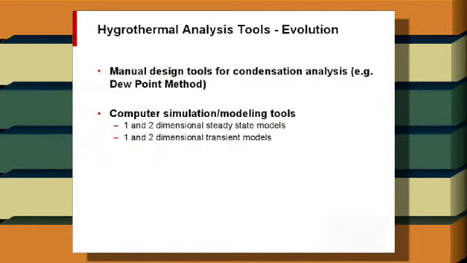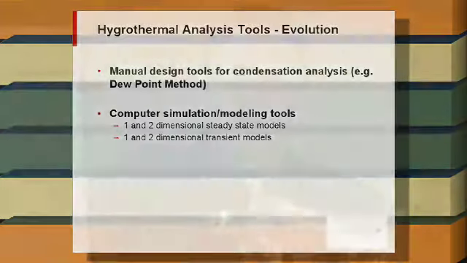Okay, getting next into some analysis tools, the evolution of analysis tools. People have obviously been trying to get their arms around moisture migration in materials for a long time. One of the earliest things people tried were manual analysis tools like the dew point method, where you essentially use the thermal resistances across the wall to draw the temperature drop, figure out the dew point, and figure out where in that wall the dew point sits, and that's where you have condensation. Very limited analysis method, not much power there.